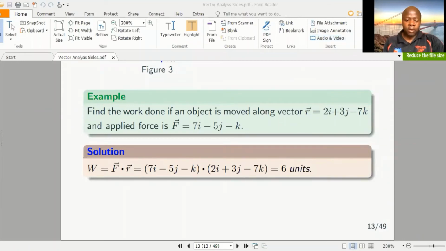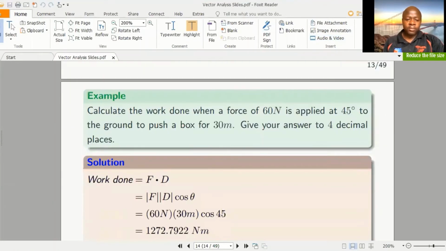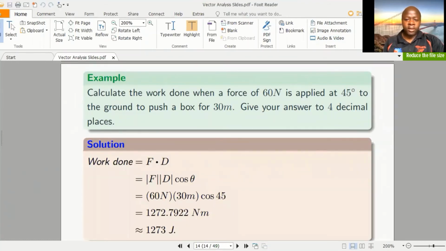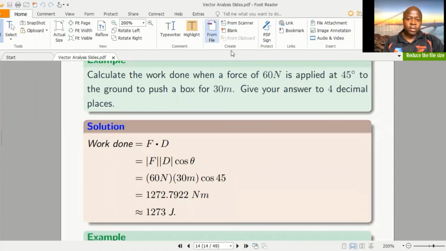Let's look at another example of how to calculate work done. The example is: calculate the work done when a force of 60 newtons is applied at 45 degrees to the ground to push a box for 30 meters. Give your answer to 4 decimal places. So in this question, we've been given force in newtons, and we've also been given the distance moved when this force is applied. So to get work done, it will be F dot D.